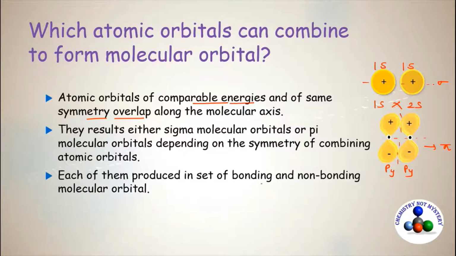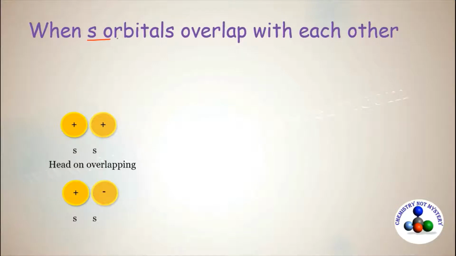Each of them produces a set of bonding and antibonding molecular orbitals. As we have just discussed, if both are facing similar sign, they result in bonding molecular orbital. If they are both facing opposite sign, they result in antibonding molecular orbital. So every time, whenever atomic orbitals overlap, they produce molecular orbitals. One is bonding and another one is antibonding. So let's see what happens when s orbitals overlap with each other.